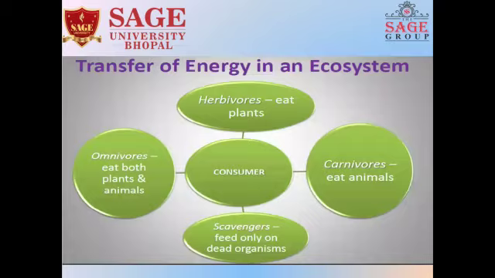Transfer of energy in an ecosystem is elaborated here. Herbivores take energy from plants, then consumers take energy from herbivores, and scavengers take energy from consumers. Consumers may be of two types.